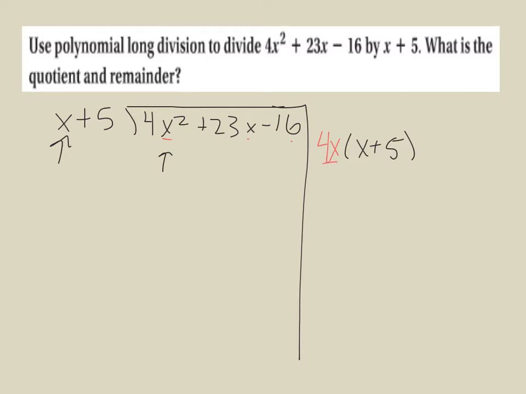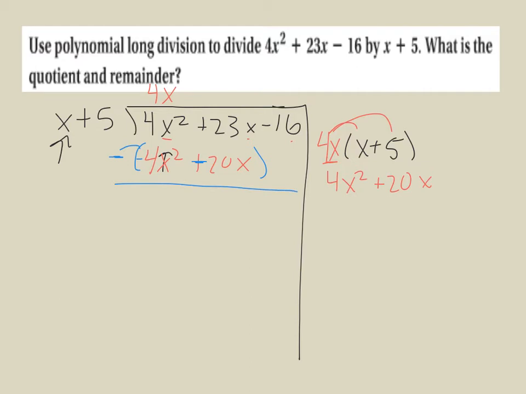And this number that you're multiplying by goes up top here. So I multiply that in. This becomes 4x squared. This becomes plus 20x. I write that right below my two terms. Now here's where it's very important. You are subtracting this whole thing. So you're basically distributing a negative to the first term and any other terms within them.